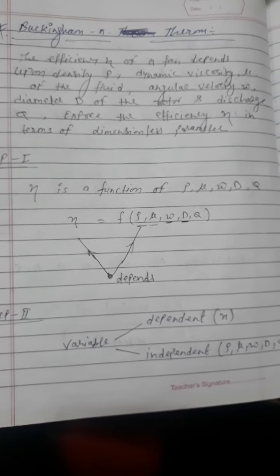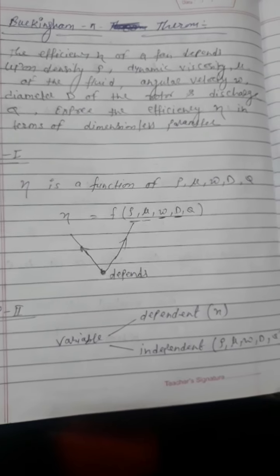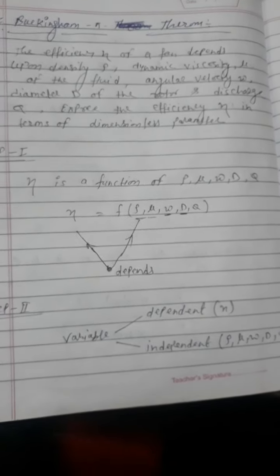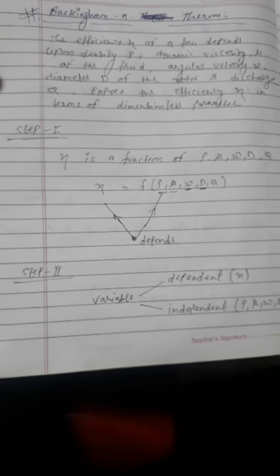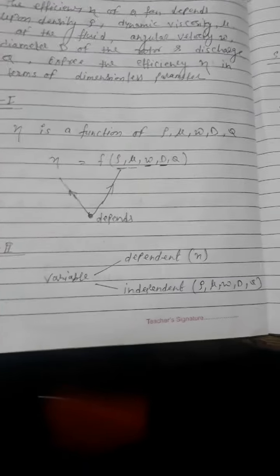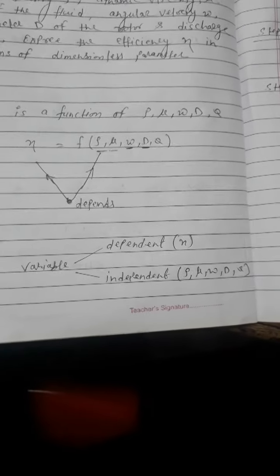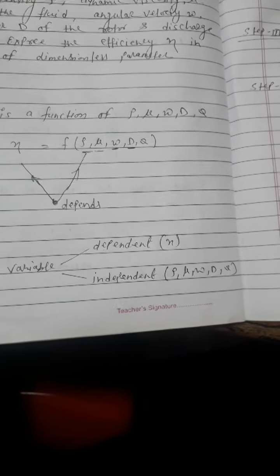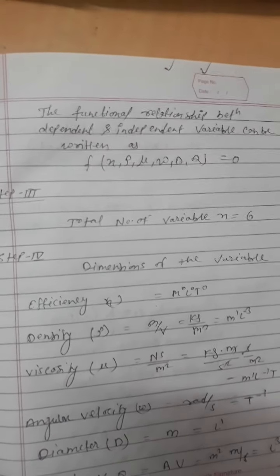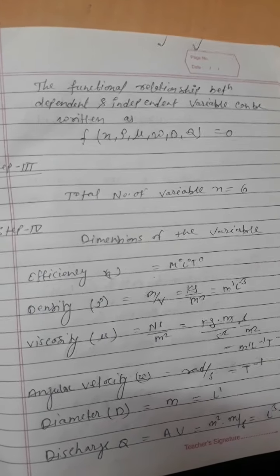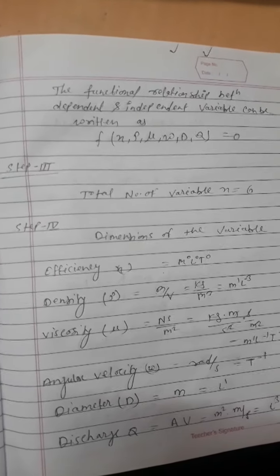Step first: eta is a function of density rho, dynamic viscosity mu, angular velocity omega, diameter d, and discharge Q. Eta is a function of rho, mu, omega, d, Q. Second step, variables: dependent and independent. Dependent is eta and independent variables are rho, mu, omega, d, Q. The functional relationship between the dependent and independent variables can be written as f(eta, rho, mu, omega, d, Q) = 0.